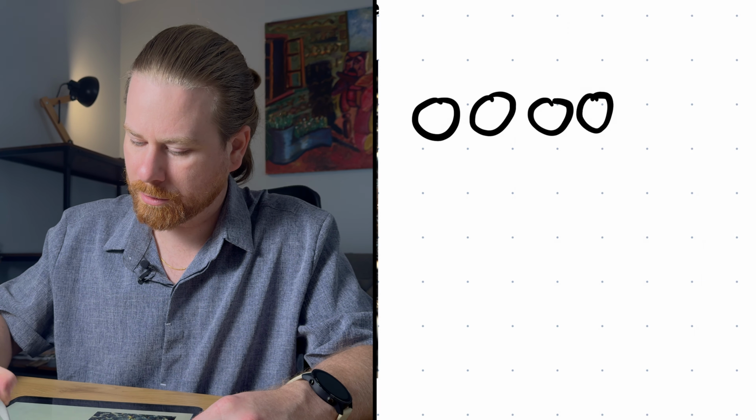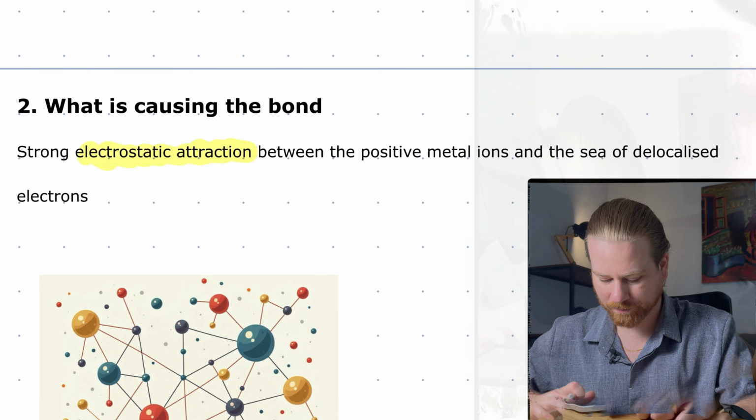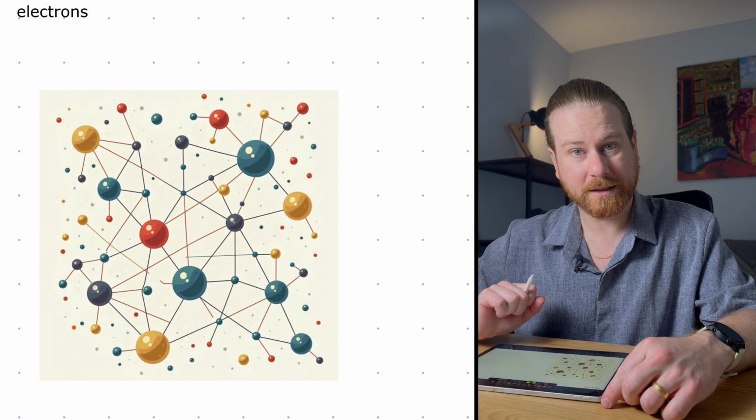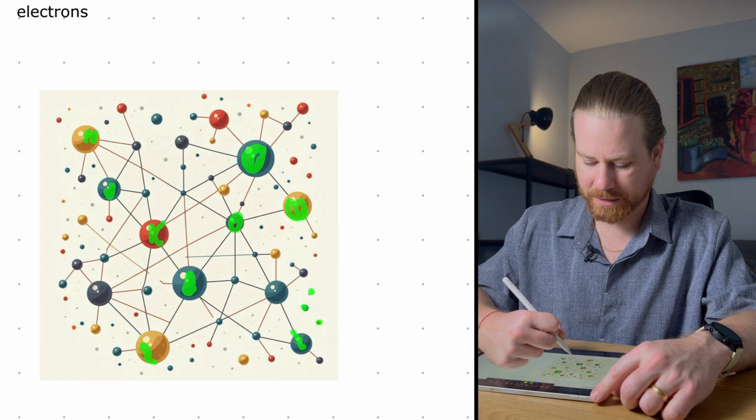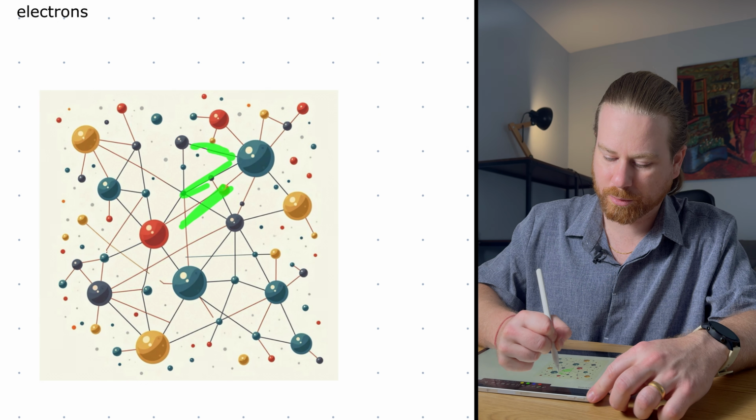So we have a strong electrostatic attraction between the positive metal ions and the sea of delocalized electrons. That is where the bond is coming from. And this is what AI thinks that looks like. So not great, but we have our metal ions, and then we can maybe say these are the electrons, and here we have the attraction between them. So that is what is causing the metallic bond, the strong electrostatic attraction between the positive metal ions and the sea of delocalized electrons. Okay, nothing too tricky about that.